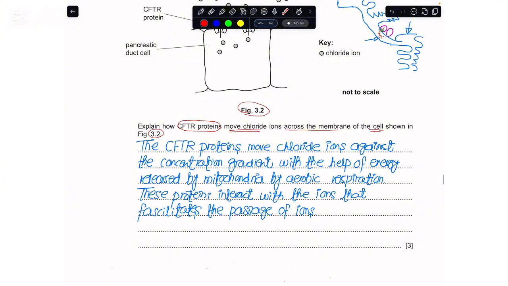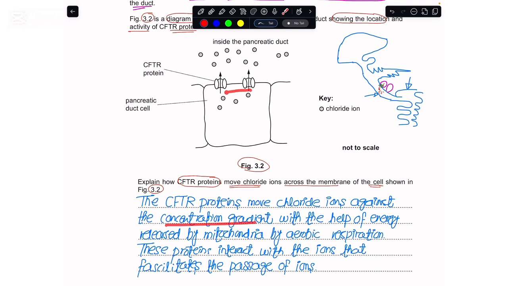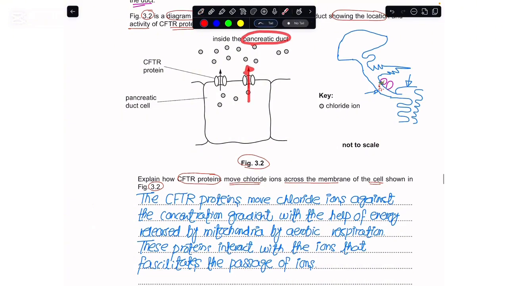So if I take you to the answer, I would say that these CFTR proteins move the chloride ions against a concentration gradient. Why? Because they are being moved from lower to higher concentration, and that is against the concentration gradient. For sure, that is done with the help of energy released by the mitochondria, and we know mitochondria release energy through aerobic respiration. These carrier proteins, when they make contact with the ions, change their shape, and that facilitates the passage of the ions out of the pancreatic cells, and ultimately they move into the pancreatic duct.